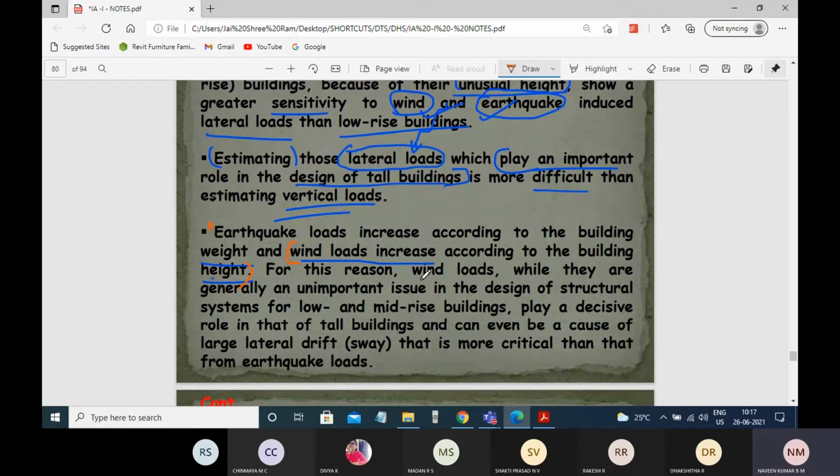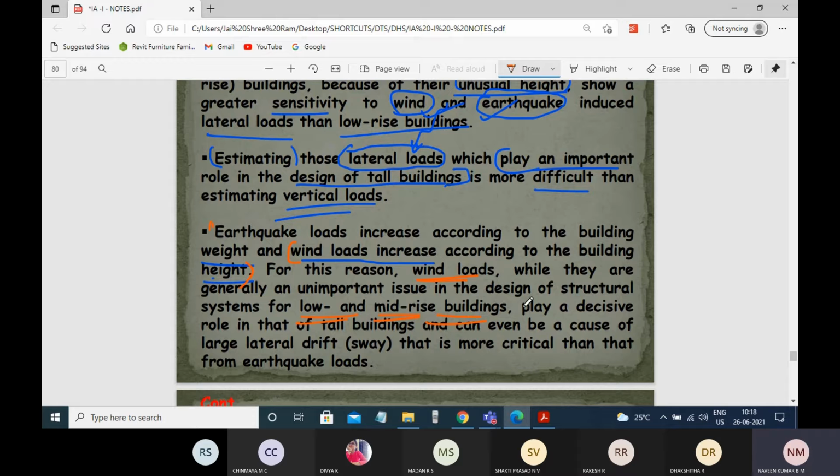For this reason, wind loads are generally an important issue in the design of the structural system for tall buildings. Whereas wind loads are not as important in the case of mid as well as low rise buildings.